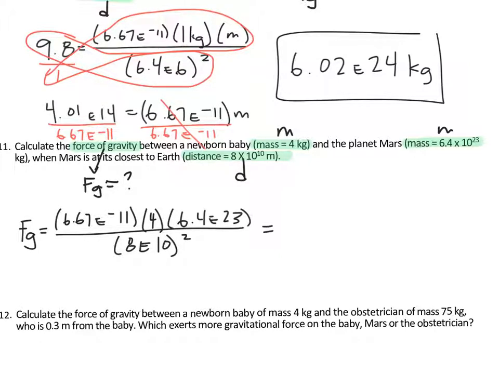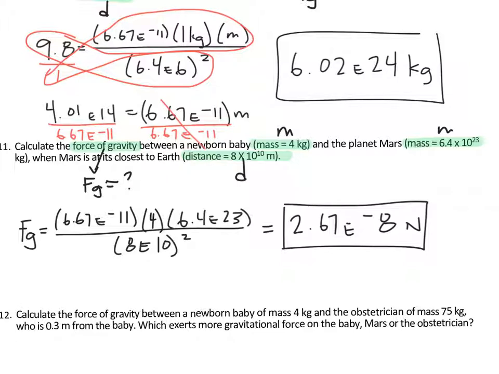There's no rearranging because I'm solving for Fg. This equation is already rearranged to solve for Fg. It just comes down to typing this into the calculator. Okay, so after it's all said and done, when I type this into the calculator, I get a nice answer of 2.67, and I'm rounding, 2.67 times 10 to the negative 8 newtons. So the force between the baby and Mars is 2.67 times 10 to the negative 8.